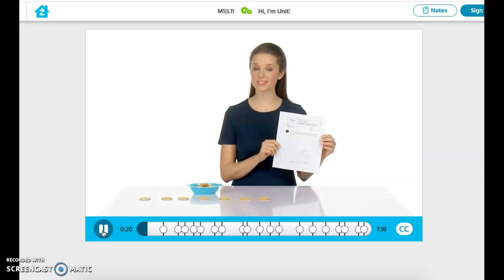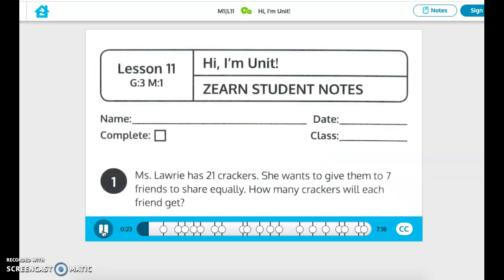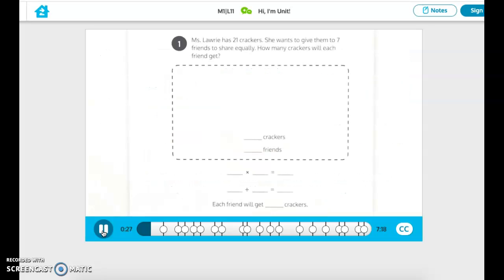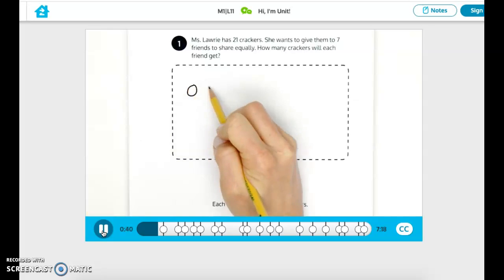Now let's represent this in our notes. Today we're working on Mission 1, Lesson 11. Let's draw an array to match this problem. I'll draw circles to represent the crackers. I started by placing 1 cracker for each of my 7 friends, so I'll draw 7 circles like this.